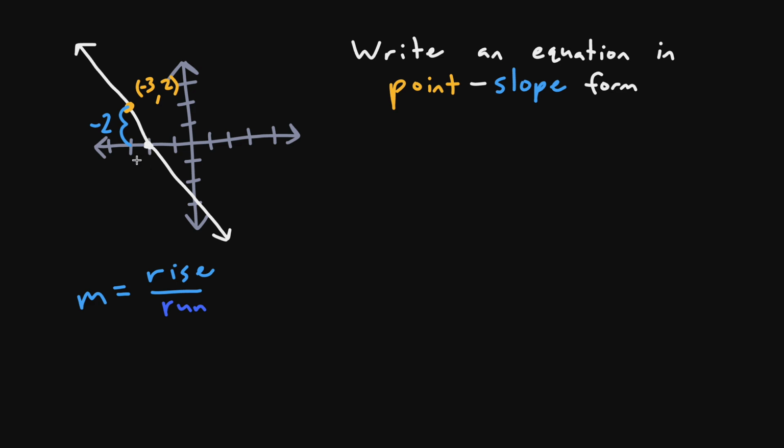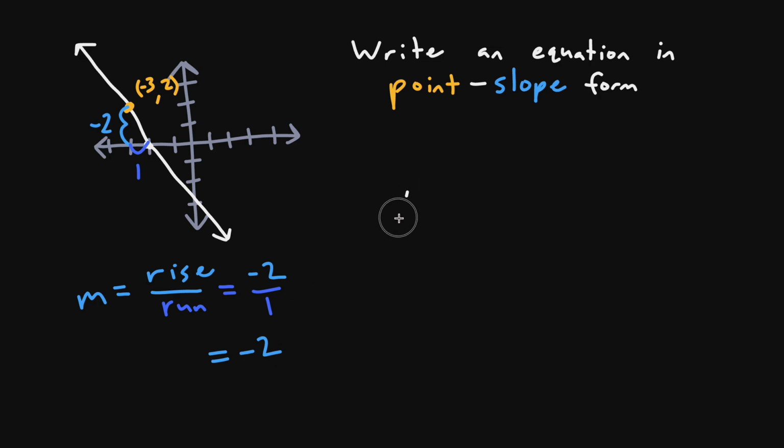And the run is how far we go to the right. So we just go over by 1. That's a run of positive 1 because we're going right. So our slope, rise over run, is just negative 2 over 1, which we can actually simplify to just be negative 2 because dividing by 1 doesn't do anything. So now we've got our point, we've got our slope.